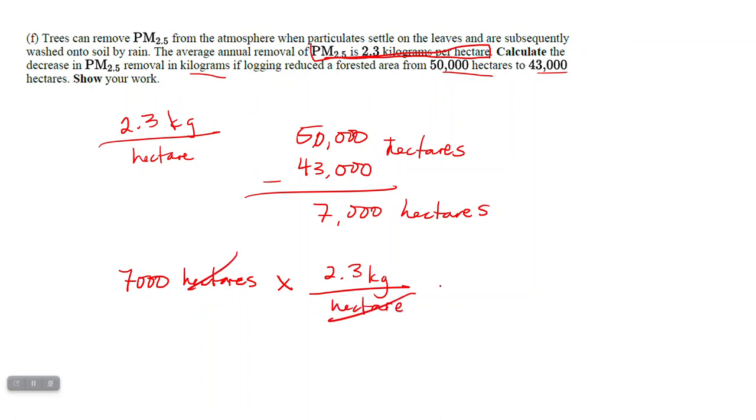Hectares cancel out. I'm left with the unit of kilograms, which is what I want, which is showing me that, okay, my math is right. So that's 16,100 kilograms that's being removed. All right.